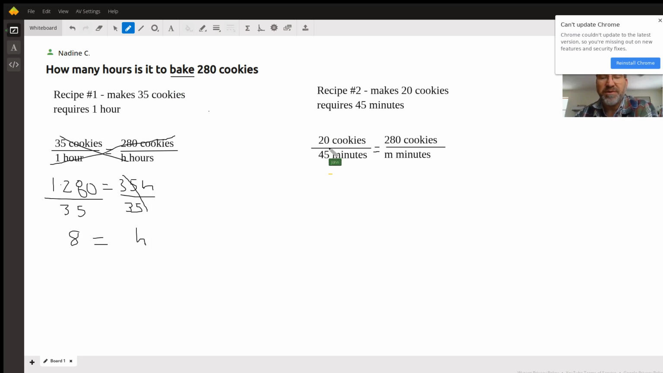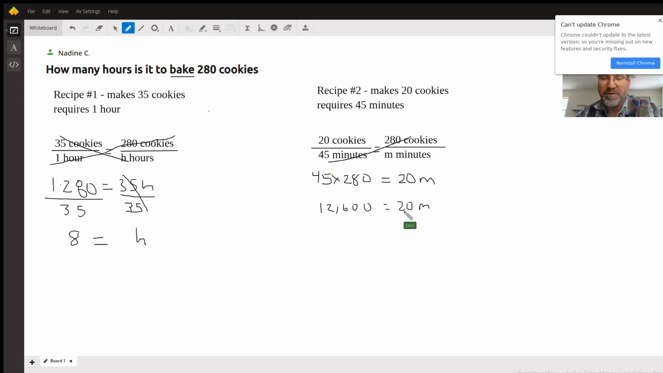For recipe number 2, we're going to do the exact same thing. The first thing we do is cross multiply to get 45 times 280. Remember that if these two ratios are equivalent, then we should be able to cross multiply and set them equal to each other: 20m, m for minutes. So 45 times 280, which I did a minute ago, is 12,600, and that is equal to 20m.